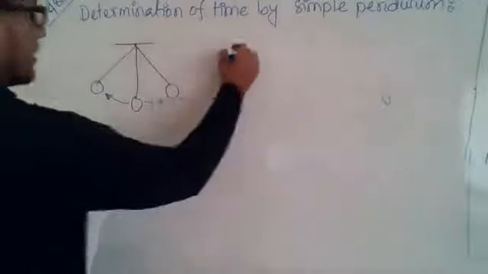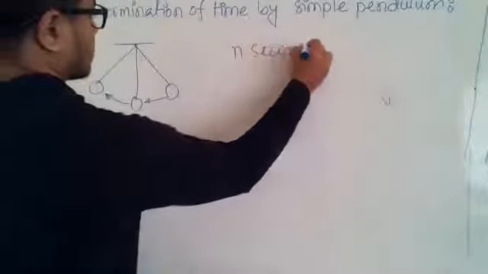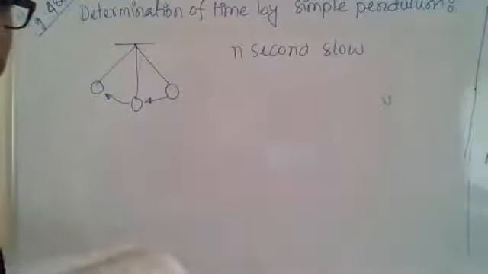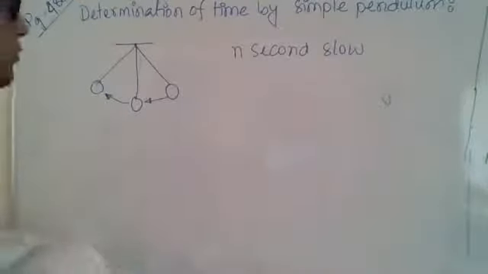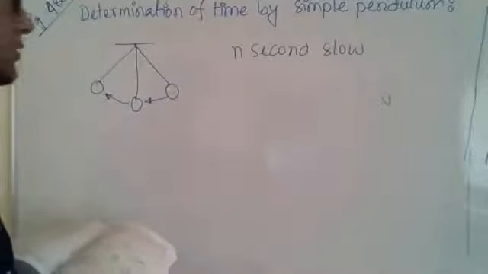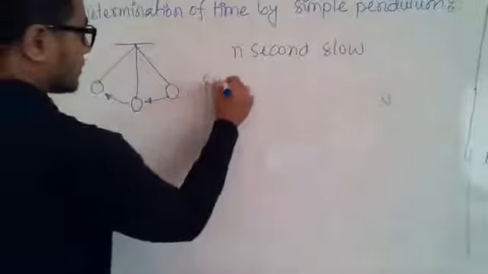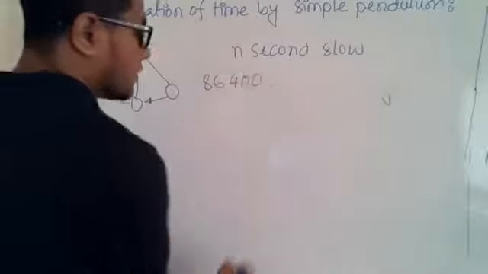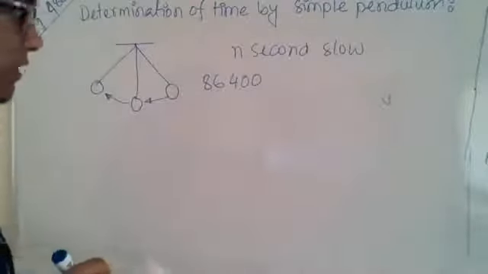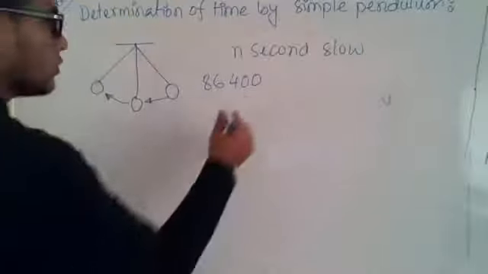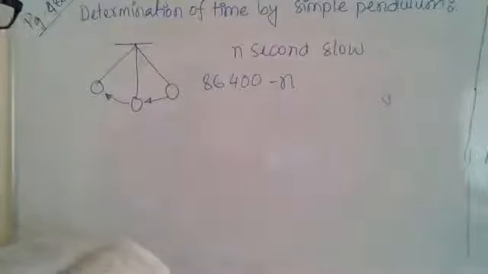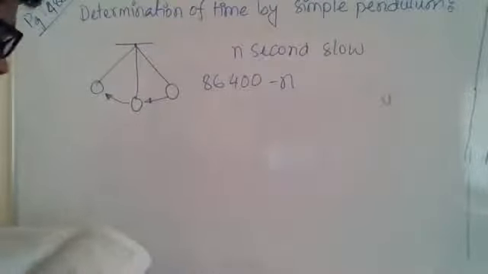So it is running n seconds slow. If you run slow, definitely you will cover less distance. And if the pendulum is going slow, then it will complete fewer oscillations, right? Previously, it used to complete 86,400 half oscillations per day. But now it is running n seconds slow, so that number of half oscillations will be subtracted because it is going slow now. So it will complete fewer half oscillations.